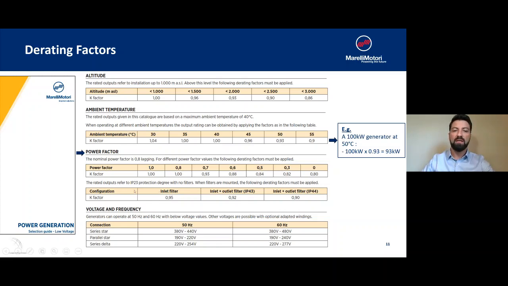And when we're looking at the IP configuration, which is the ingress protection, for a configuration with IP23 and inlet filters, this will have a derating factor of 0.95. If an IP43 is required with inlet and outlet filters, the derating factor is even lower, 0.92. And for IP44 it is 0.9. We have some derating factors also based on the connection: star, series parallel, and series delta. Those don't have K factors, but each power node is indicated in the pages of the selection guide.